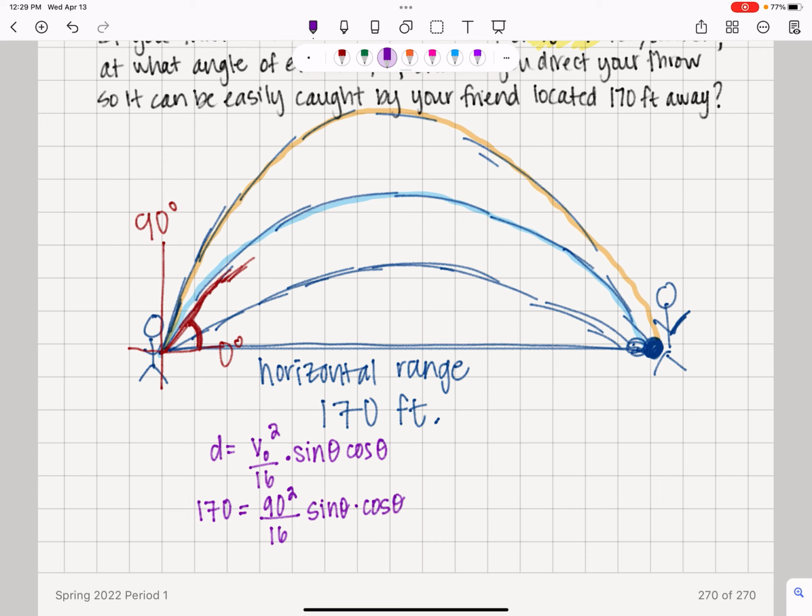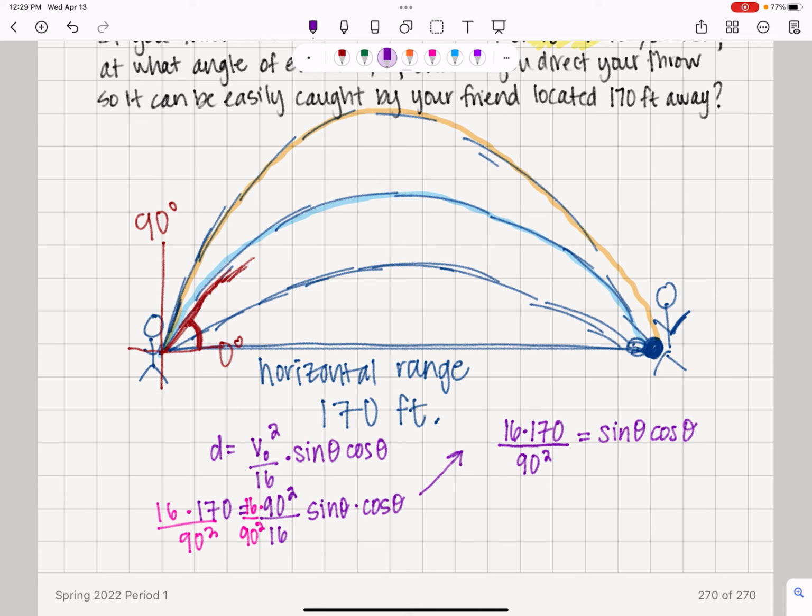Now, when I was thinking about this, there's a couple different ways we can do this problem. I was thinking, I really want to get sine of theta times cosine of theta all by itself on one side of the equation. So what I did was I multiplied both sides by the reciprocal. So I multiplied by 16 over 90 squared. So my equation became 170 times 16, all over 90 squared, equals the sine of theta times the cosine of theta.